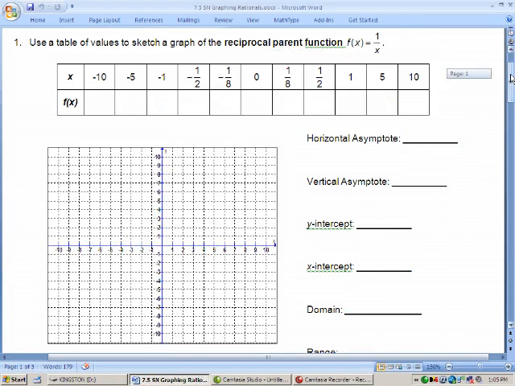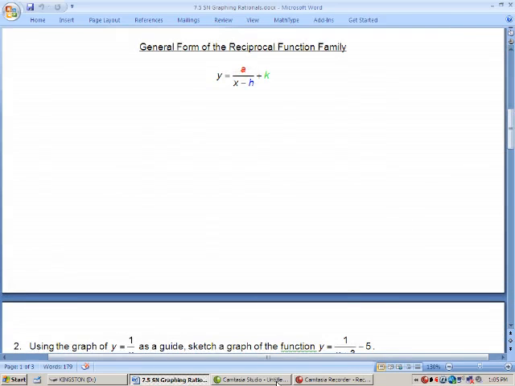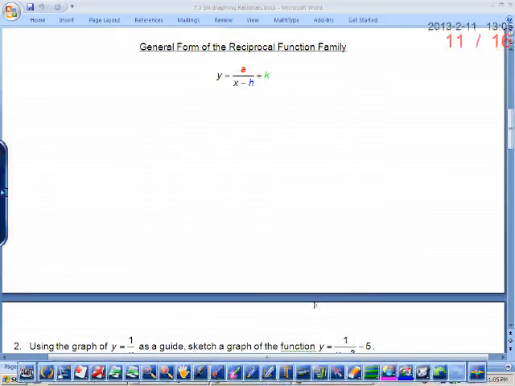All right, so as I said, for our really, really basic functions today, we are going to use transformations. Starting tomorrow, we're going to look at specific rules for how to graph certain things. Okay? So our parent function is y equals 1 over x. So we're going to talk about what an a value can do, what an h value can do, and what a k value can do.